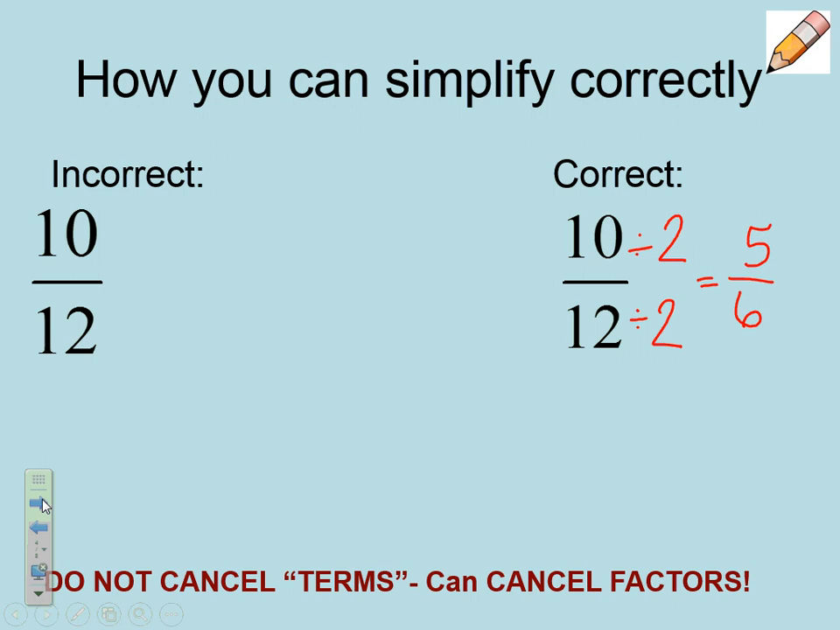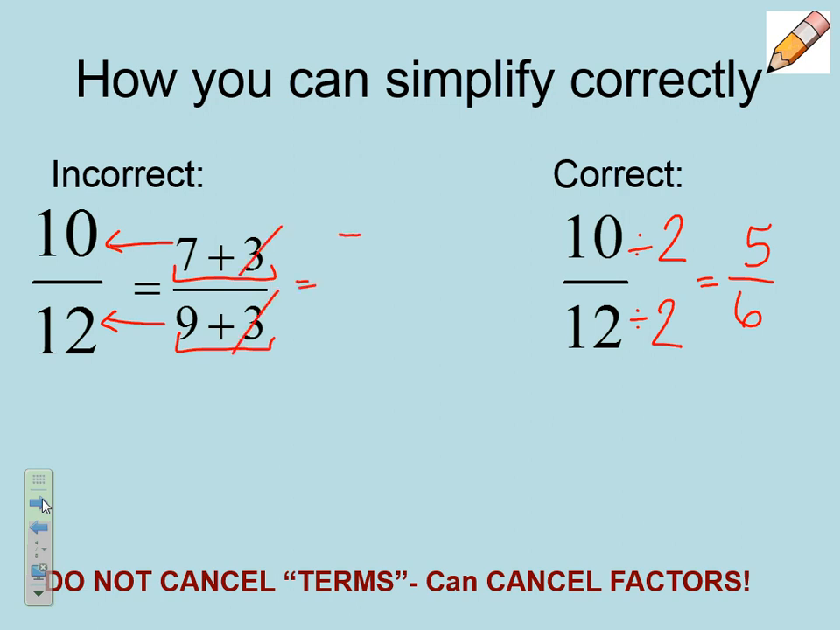The incorrect way to take a look at canceling or simplifying is this idea that you can take 10 and break it apart into terms: 7 plus 3 and 9 plus 3. While that's true, 7 plus 3 does make 10 and 9 plus 3 is the same as 12, these are two pieces that are added together, okay? And that means that we cannot simplify like this and say my final answer is 7/9. Because we know that 10/12 is not the same thing as 7/9. We know it has to equal 5/6. So be careful to understand this big idea.